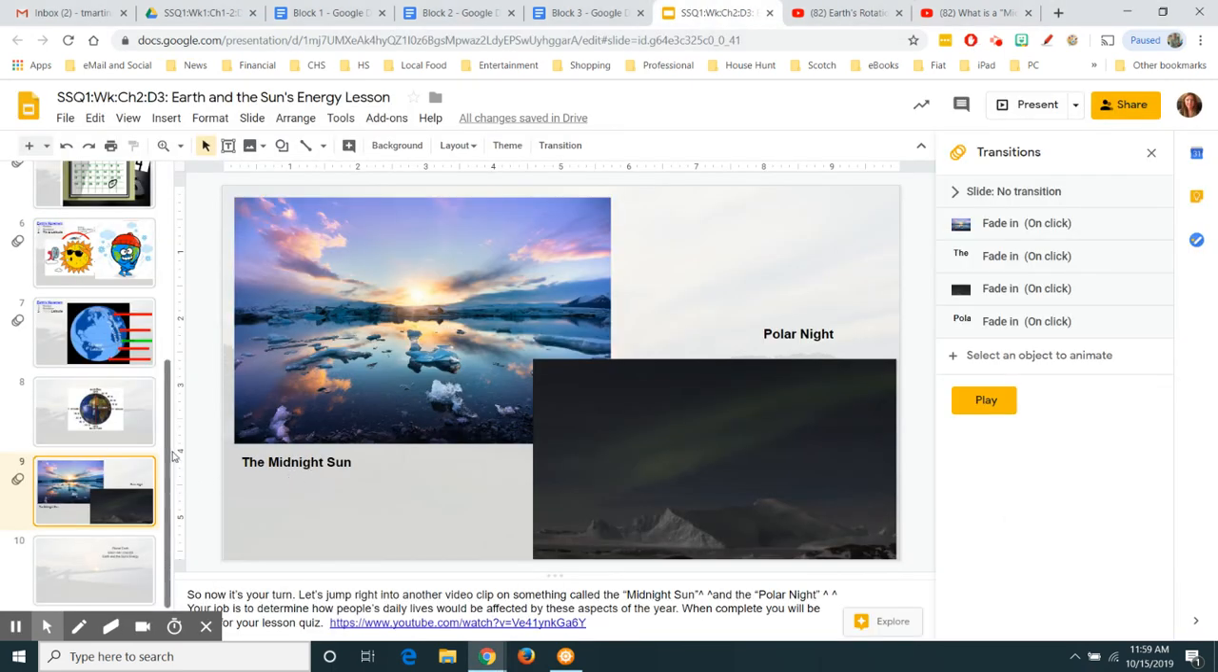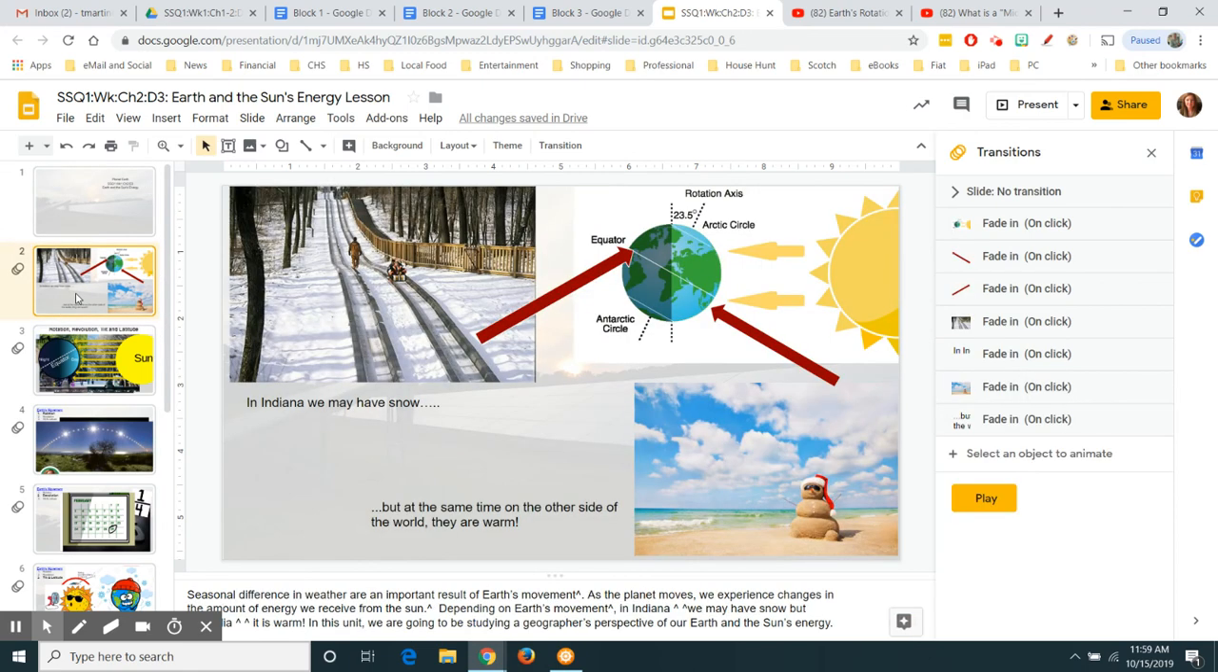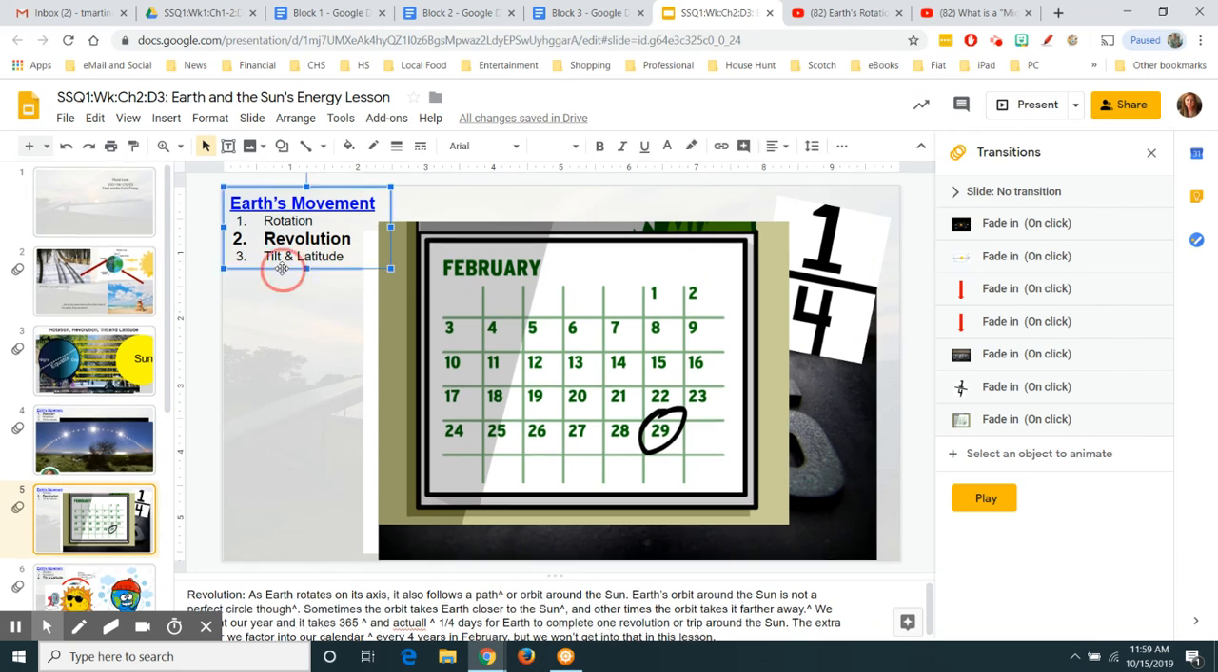All right, back to our PowerPoint, Google Slides presentation here. Just as we look, let me find one of the slides for the information that you need. So the Earth's movement, as you are preparing for your quiz, make sure that you understand what rotation, revolution, tilt, and latitude would mean to a geographer when they're studying how they relate to our world. Good luck on your quiz.